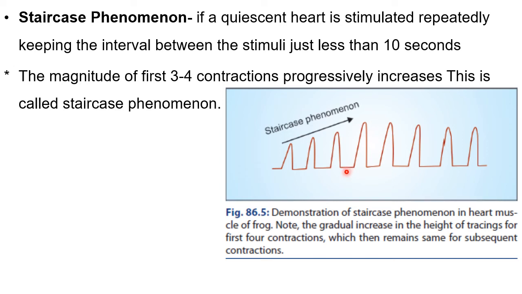The molecular basis behind beneficial effect is, during initial contraction, whatever calcium is released stays back in the cytoplasm before it is sequestrated into sarcoplasmic reticulum. If another stimulus is given, there is an additional amount of calcium released from the sarcoplasmic reticulum into the cytoplasm.